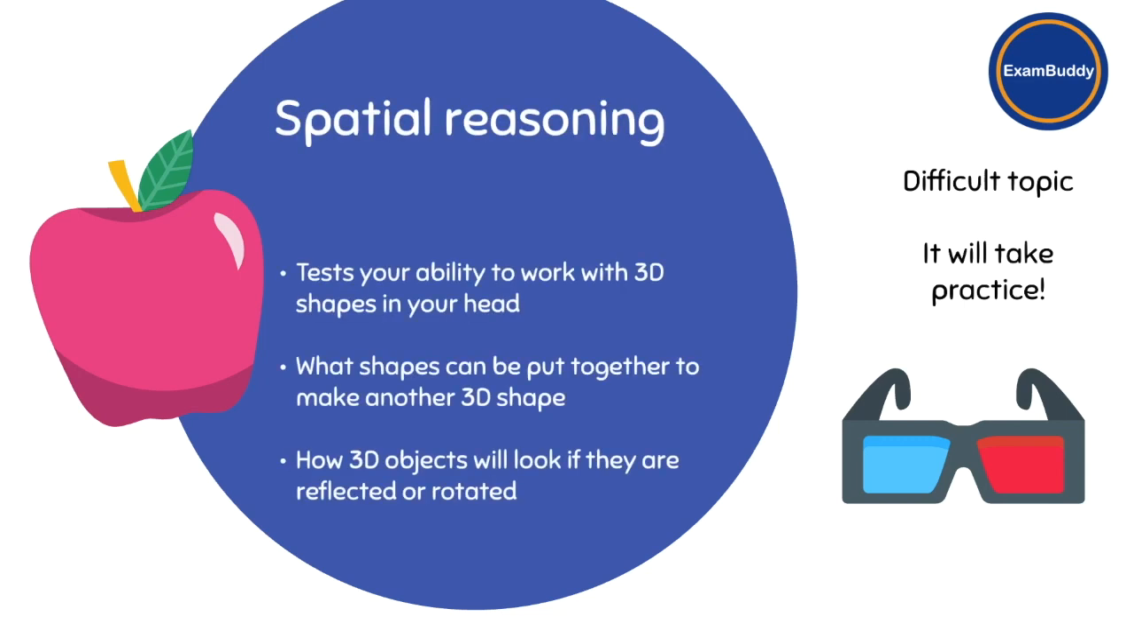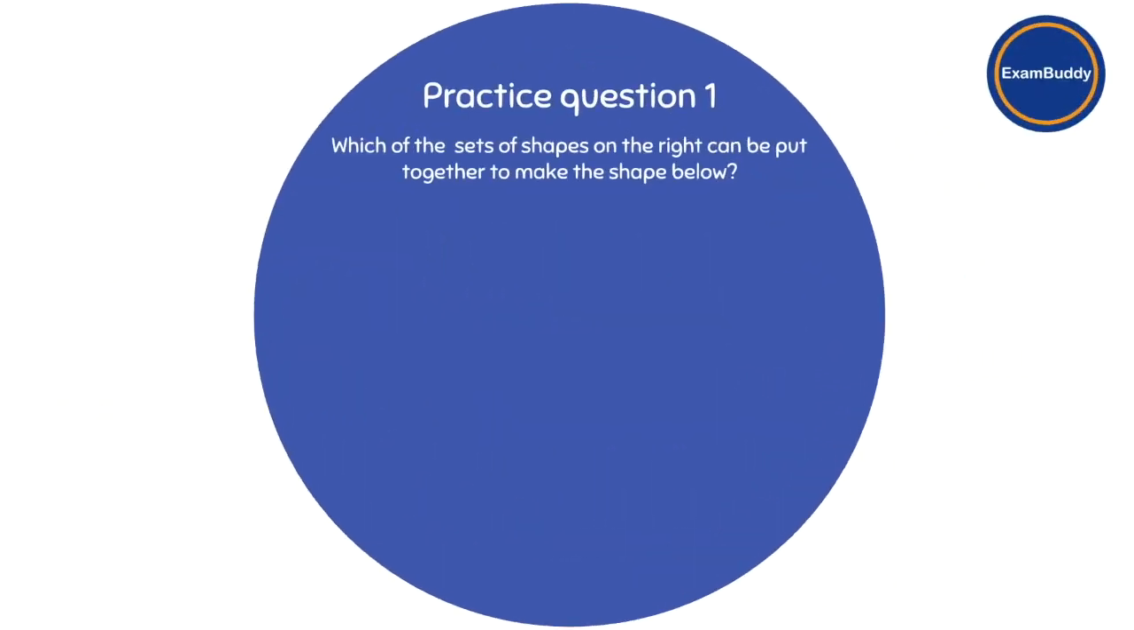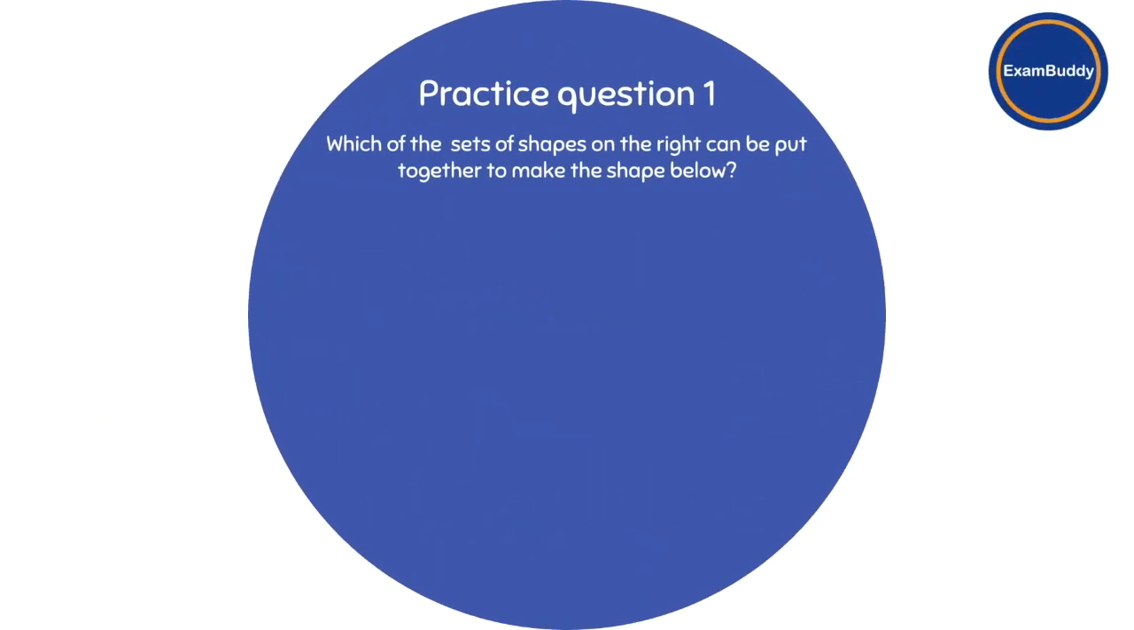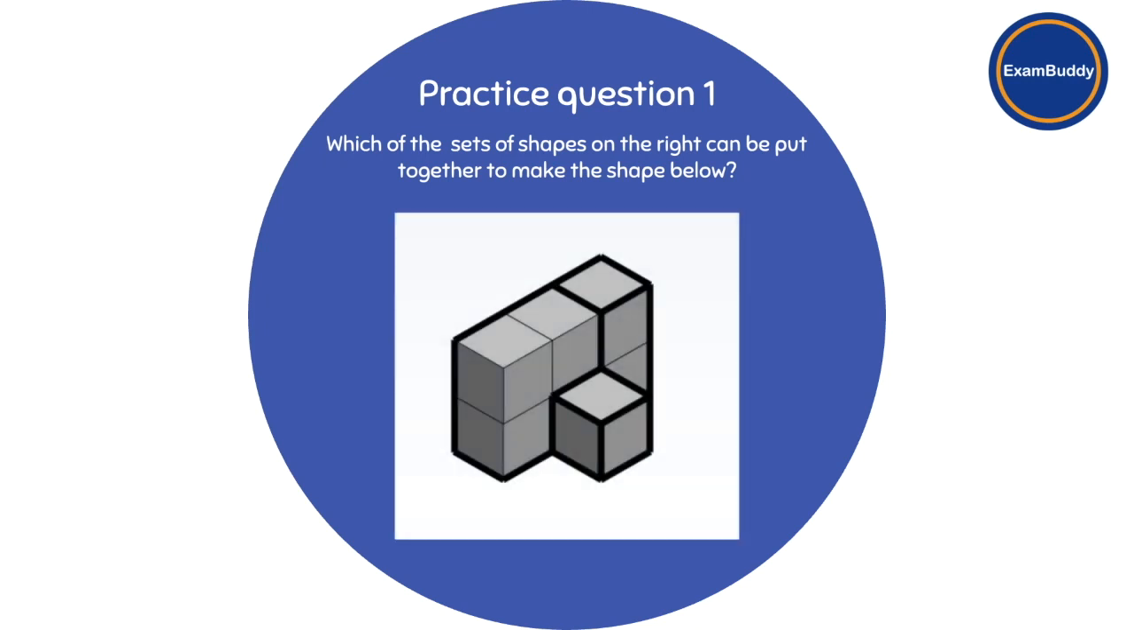So, to summarise, these questions test your ability to work with 3D shapes in your head. So for example, you might be asked to find out what shapes can be put together to make another 3D shape, or you might have to think about how 3D objects or shapes will look if they are reflected or rotated. So let's go through a practice question. So the question is pretty typical. Which of the sets of shapes on the right can be put together to make the shape below? So let's look at our shape. And here are the potential options.